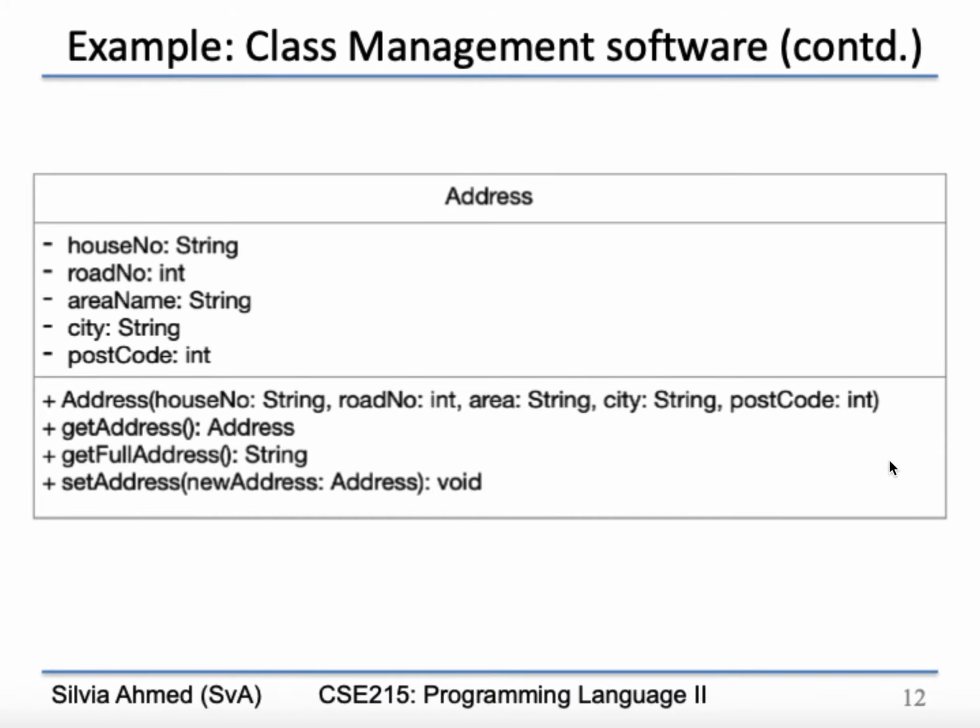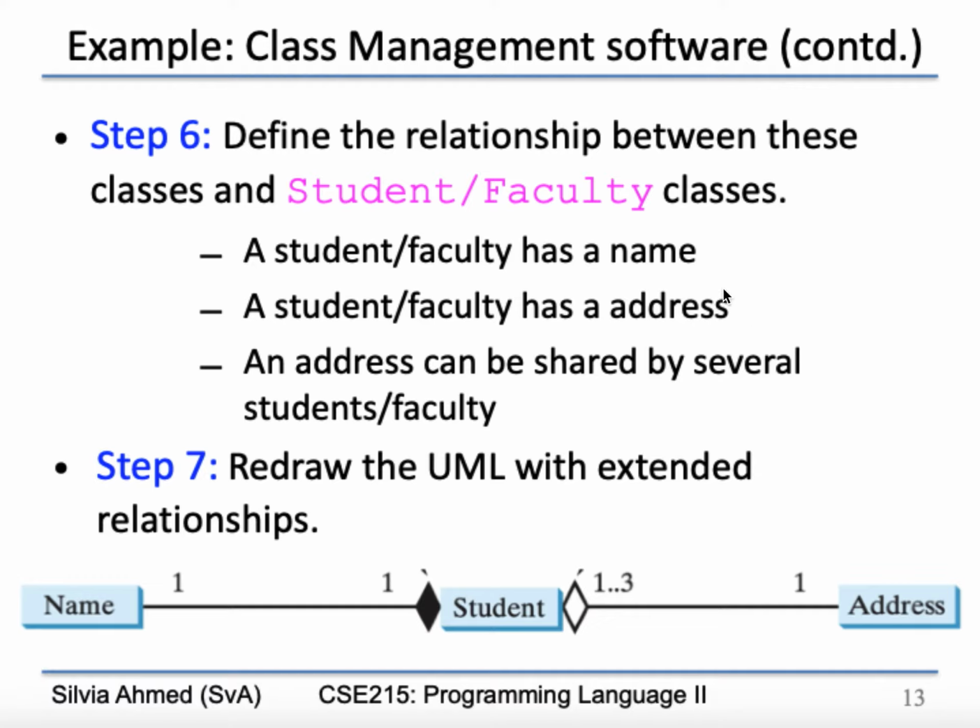With these two classes now added in our design, we should now define the relationship between these classes and the student or faculty classes. So what are these two relationships? A student or faculty has a name, and a student or faculty has an address. An address can be shared by several students or faculty. For example, in my building, there is a student from my university. So for him and for me, we share the same address.